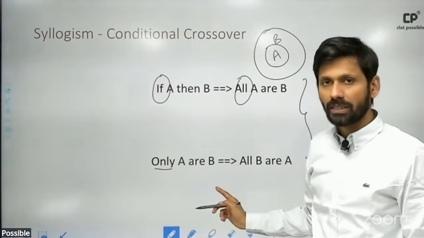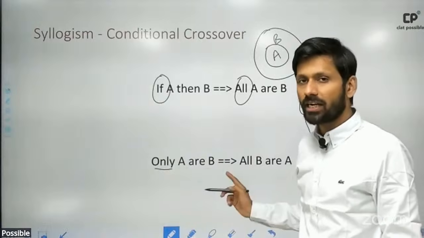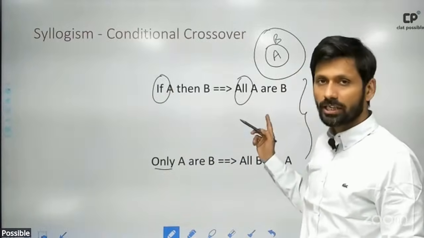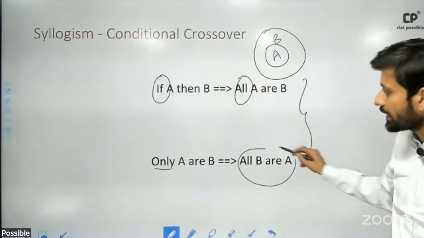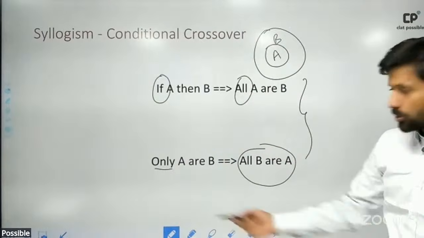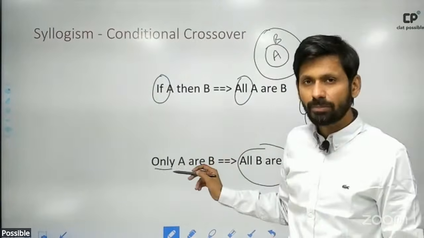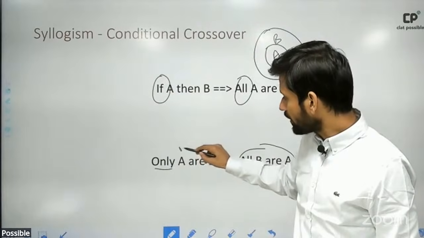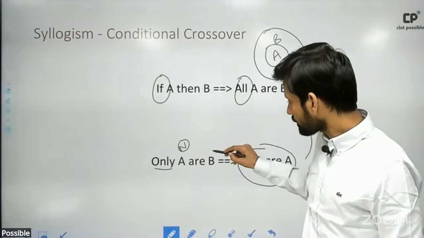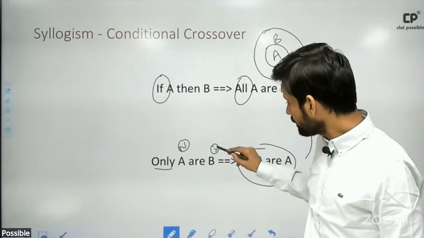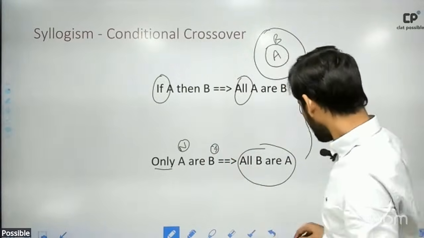Only A or B, तो ये all A are B नहीं है. If A then B is all A are B. Only A is B is all B are A. तो इसको देख लेते हैं. Only A is B, तो A will become necessary for B, sufficient. Okay.